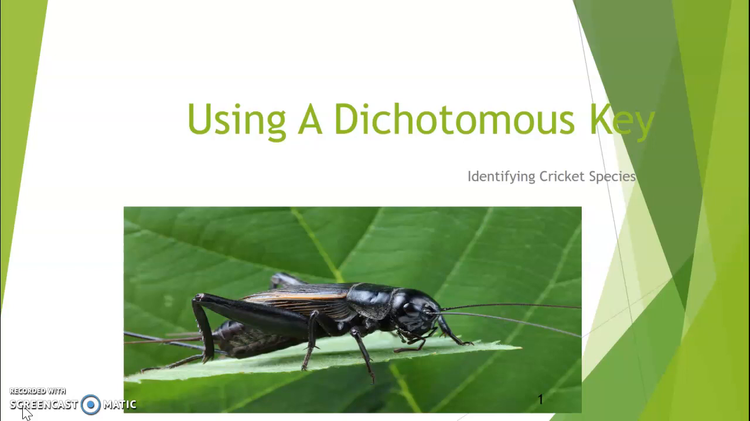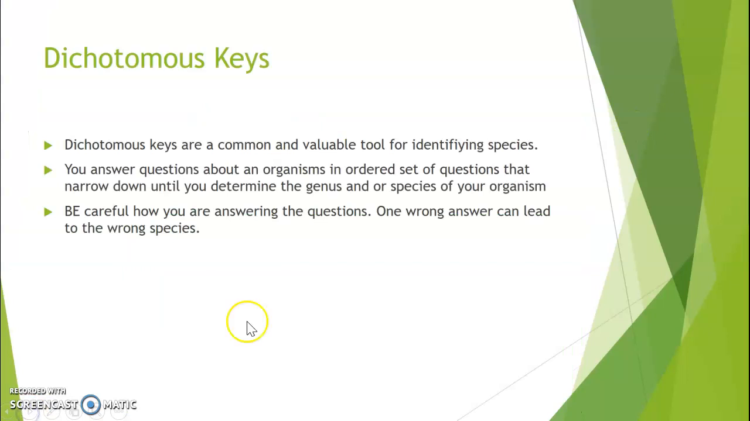So dichotomous keys are used to identify species, and the way that they are set up is to have a series of questions that, depending on your answers, will narrow down what species you're looking at. Okay, so some of them only get you to the genus. A lot of them get you down to the species.